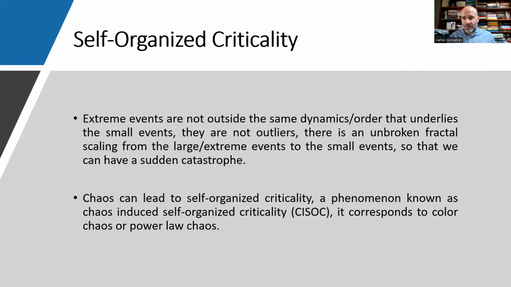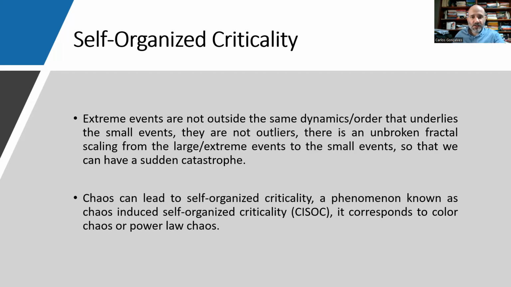So self-organized criticality, and this is the major point of self-organized criticality for risk science: extreme events are not outside the same dynamics and order that underlies the small events. They are not outliers in the sense of being outside. They appear as outliers in a statistical analysis, but are actually not outliers when plotted in a double logarithmic scale. They form part of a straight line, an unbroken fractal scaling, that goes from the smaller events to the extreme events, so that we can have a sudden catastrophe, and this is part of the order of the system, the natural functioning of the system.